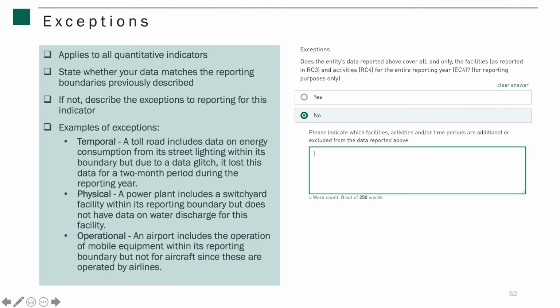All quantitative indicators include a question on exceptions to the reporting boundaries. First, state whether or not your data for this indicator matches the temporal, physical, and operational reporting boundaries previously described. If not, you must accurately describe any exceptions in the exceptions text box. Exceptions can relate to any of the boundary dimensions. Here are some examples which you may wish to pause and review. The response to this question is unscored and is for reporting purposes only.